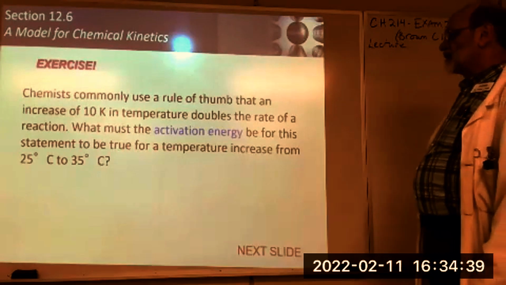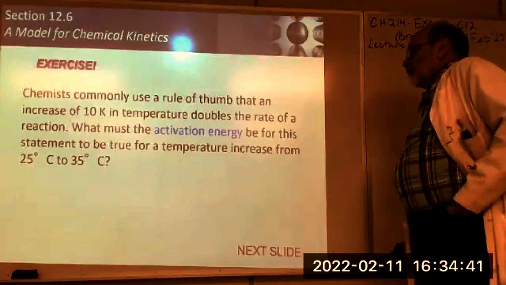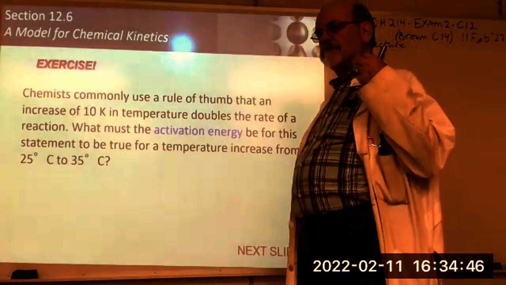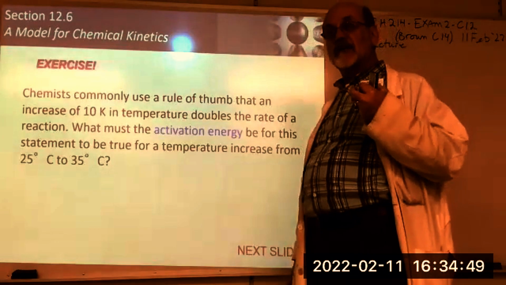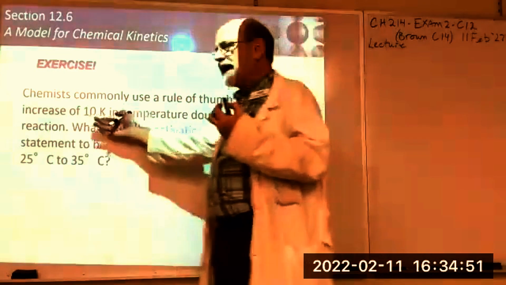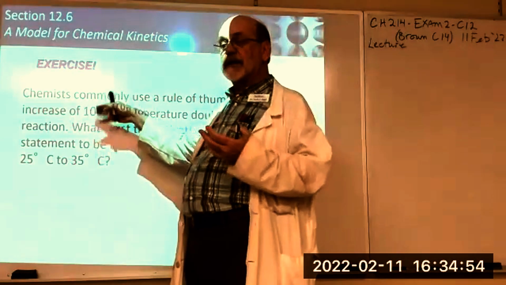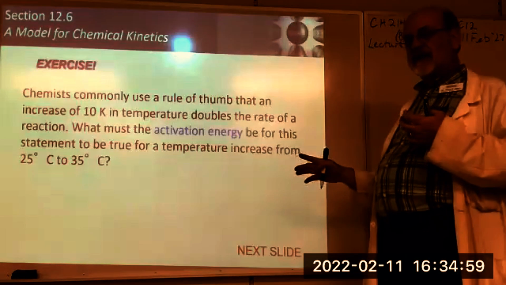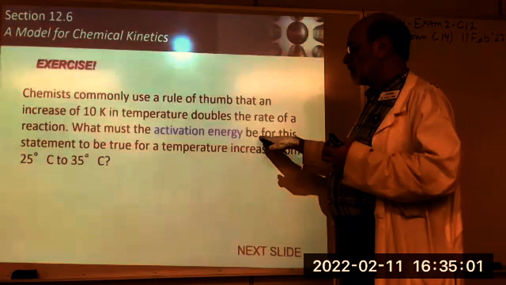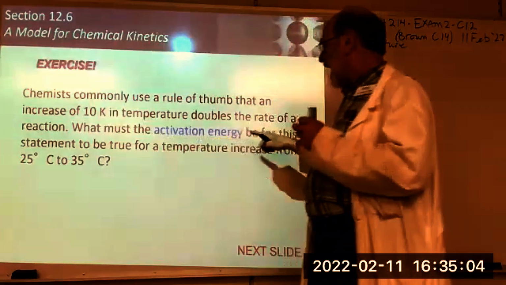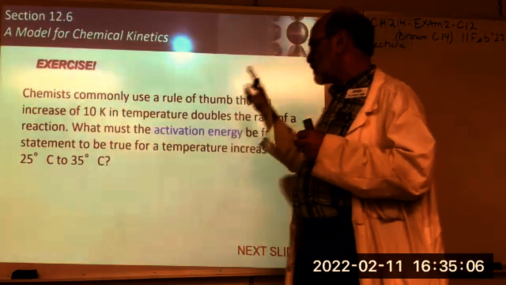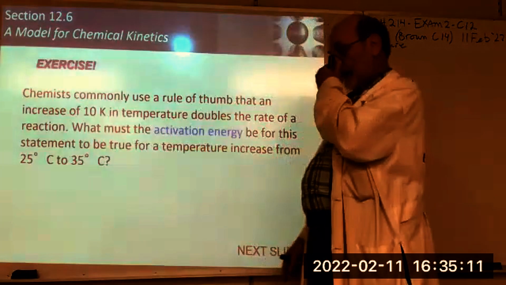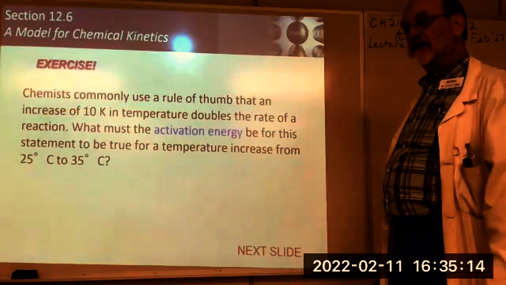I don't know if you've heard this before, but a rule of thumb with chemists is if you increase the temperature by 10 degrees Celsius, you double the rate of the reaction. So the question for this one is, what would the activation energy have to be for this rule of thumb to be true between 25 and 35 degrees?